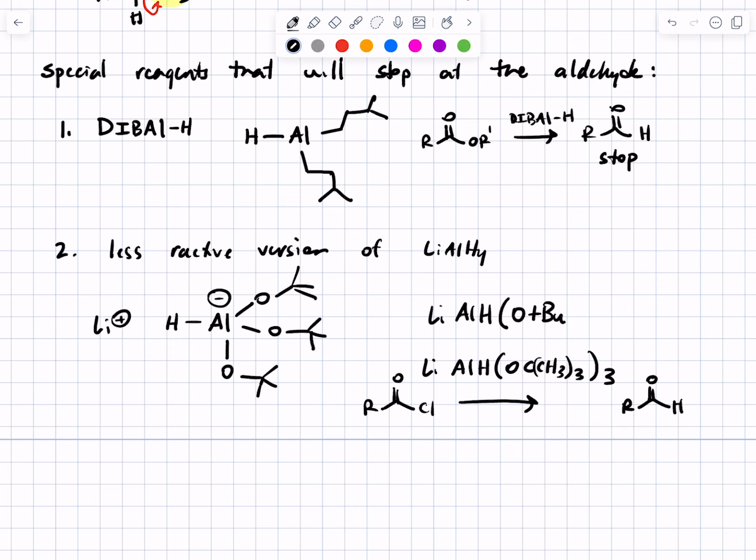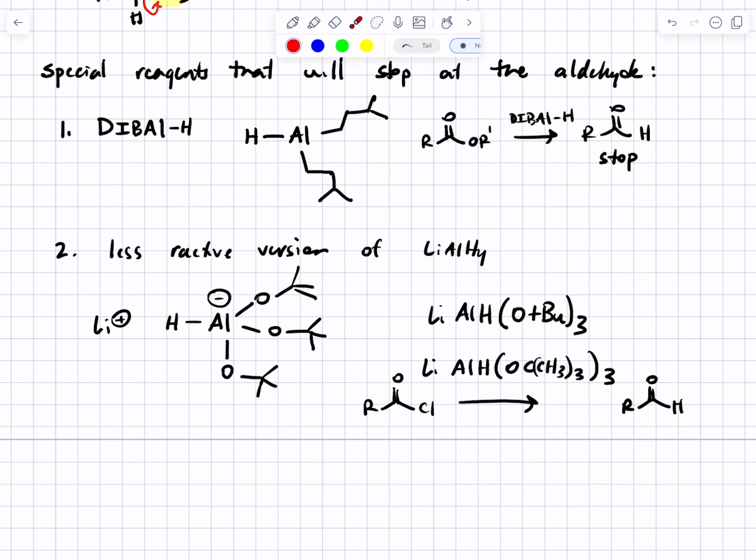This is one way of abbreviating three tert butyl groups. If you want to pronounce this, I don't know why, but you could call it lithium tris tert butoxy aluminum hydride, which I won't ever say again. We'll just call it that weird aluminum reagent.